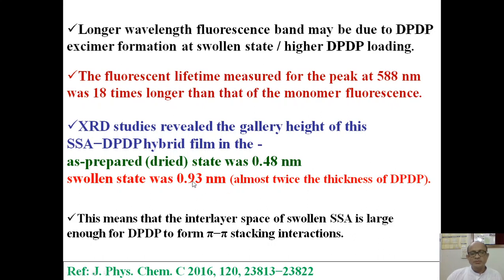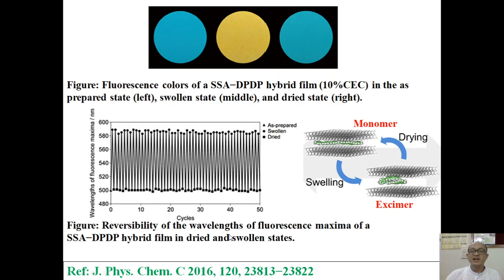And this gives a probability that two molecules can form pi-pi stacking, resulting in excimer formation and showing the shifting of the fluorescence band. And since it is a fluorescence or excited state phenomenon, its color change is observed only under UV exposure. This is the freshly prepared film. This is swollen under UV. This is again what we did.